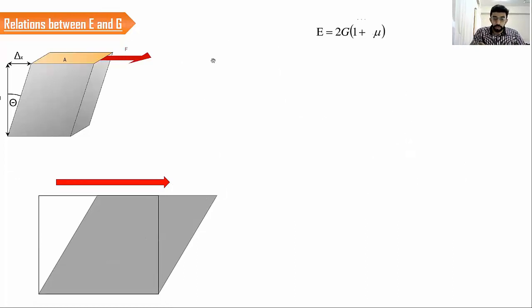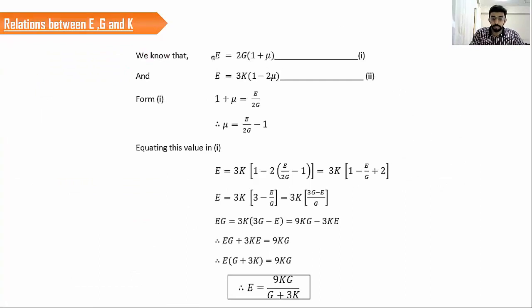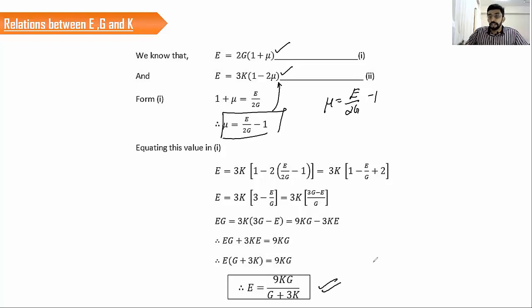Now, moving forward, we are supposed to derive the relationship between E, G and K. That's very simple. We have the relationship between E and G as E equals 2G into 1 plus mu. We have the relationship between E and K as E equals 3K into 1 minus 2 mu. From the first equation, if you sort out mu, you get mu as E by 2G minus 1. Substitute the value of mu in the second equation, and if you rearrange, you will get E equals 9KG divided by G plus 3K. So this is the relationship between E, G and K.